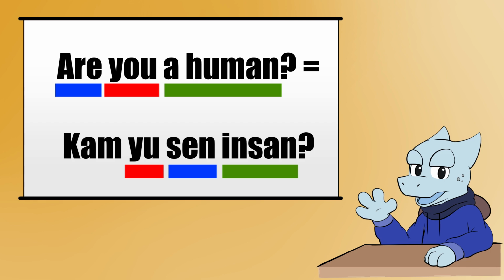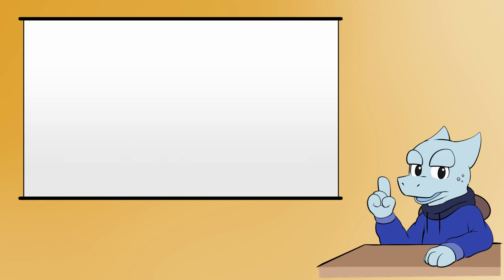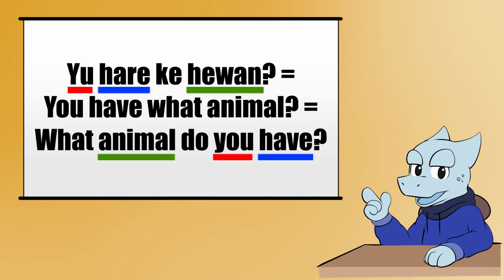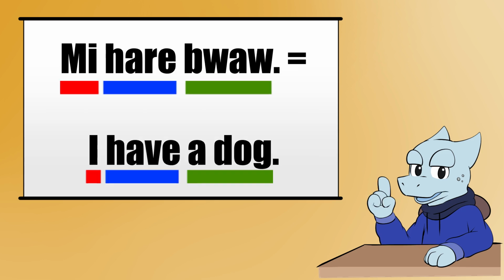This even applies to questions that aren't yes-no questions. In those cases, you arrange the sentence as you would phrase the answer, and add ke to whatever you're asking about. "Yu harap ke hewan" literally means "you have what animal?" But in English, this would be translated to "what animal do you have?" The answer would be something like "mi harap buao", which is the same word order as English, "I have a dog."